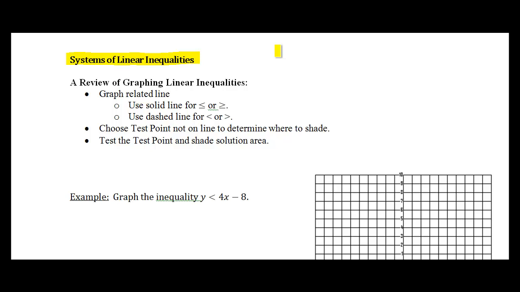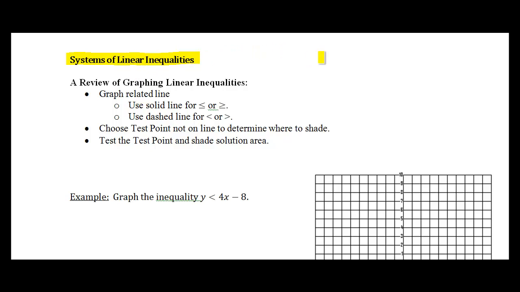Ordered pairs are still our solutions. We are going to have systems of linear inequalities in two variables. But since we have inequalities, it means that there are a lot of ordered pairs that are going to be our solutions. And since we graph in our xy plane, in order for us to show all of our solutions, we actually have to shade in our xy plane. All right, so let's start with the review.